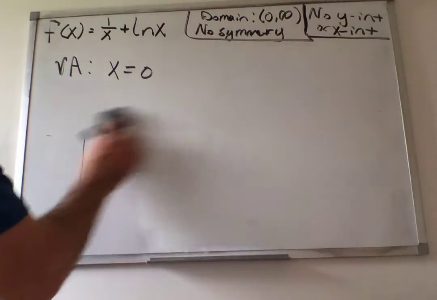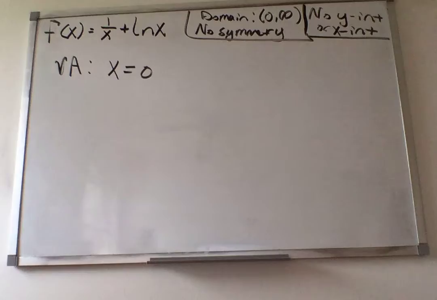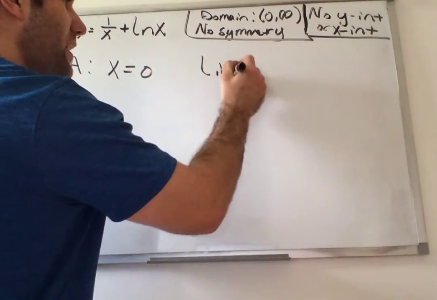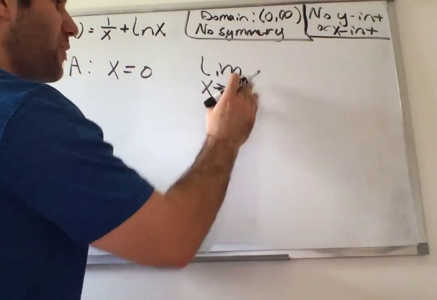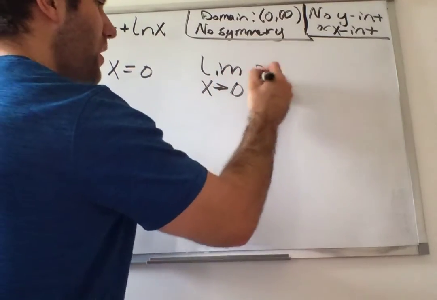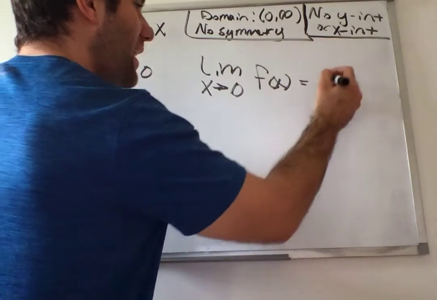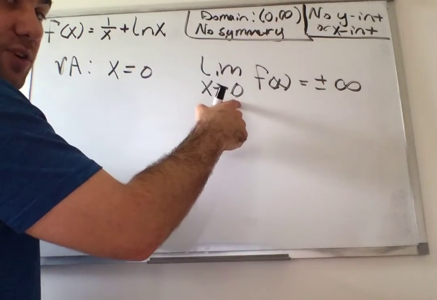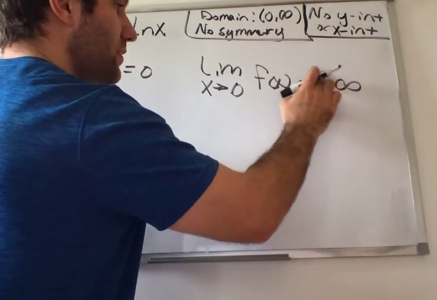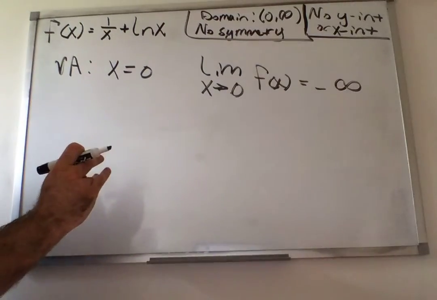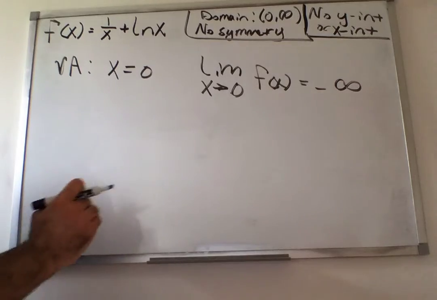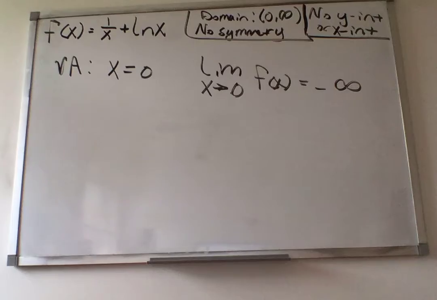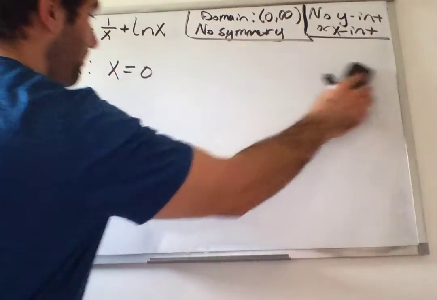You could also define this as a limit. If you recall, the definition of a vertical asymptote is the limit as x goes to some value a, in this case 0, of our function. If it equals plus or minus infinity, this number here is a vertical asymptote. In fact, it's going to equal one of them. We'll see later on. But as we get closer to 0, we do run into a problem. We have a vertical asymptote.